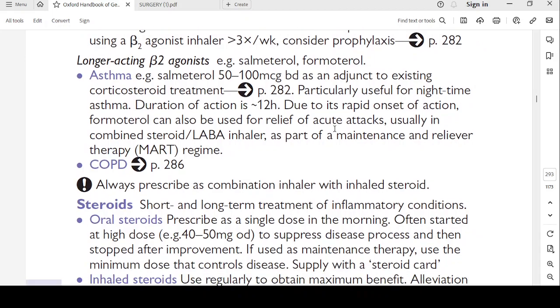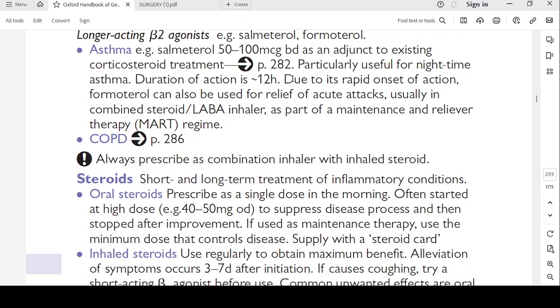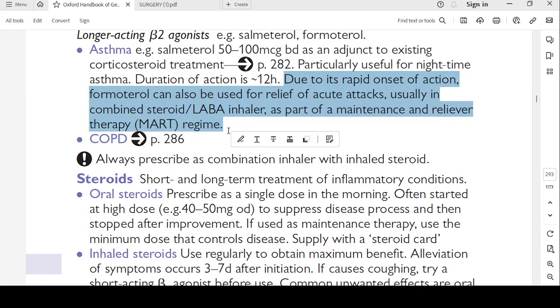It is used after you have started on ICS with SABA. Duration of action is 12 hours. Due to rapid onset of action, formoterol can also be used to relieve acute attacks, usually combined with a steroid inhaler as part of maintenance and reliever therapy. So what is maintenance and reliever therapy? In this, there is long-acting formoterol, which has a rapid onset of action and can be used both for acute attacks and maintenance therapy. So that is SMART.